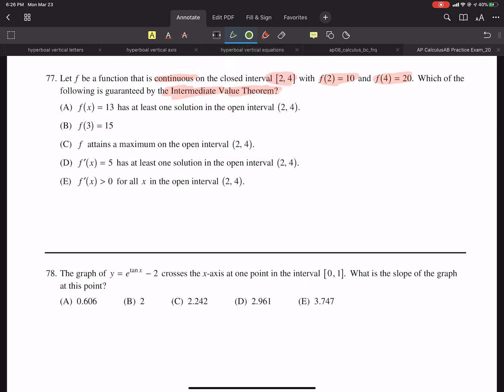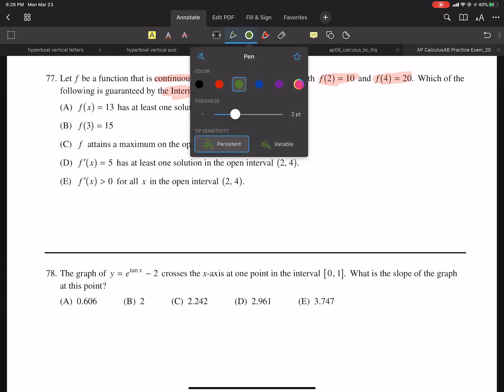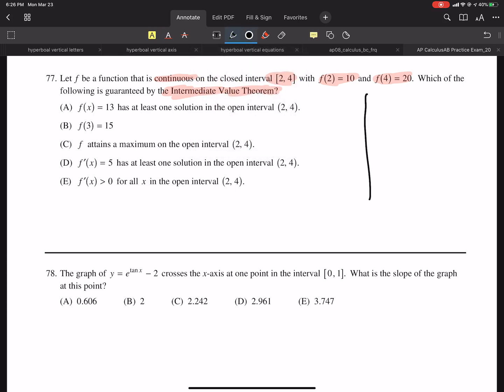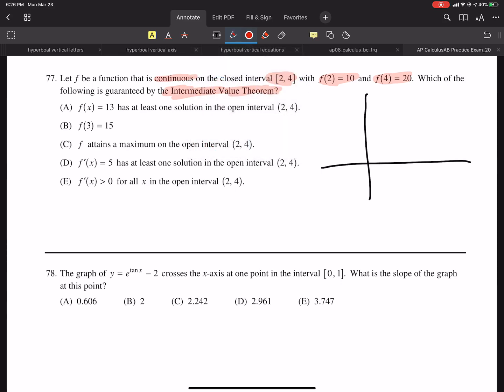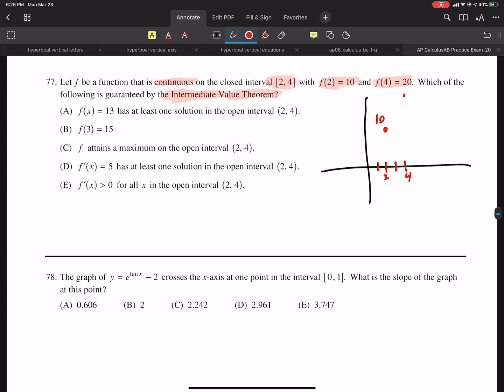What is the intermediate value theorem? Let me draw a little picture for you to help you remember. So we are given a function, and we're told we have 2 and 10. So at 2, I'll just pick a point up here. We'll call that 10. Then at 4, we're at 20.